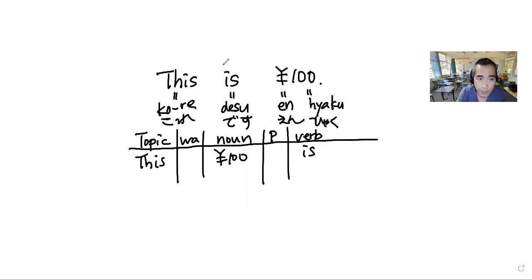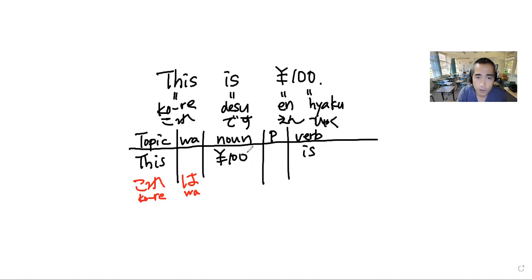As we find out, this is これ, followed by は. は is a topic marker indicating what the main topic in the sentence is. In this sentence, the main topic is これ, this.